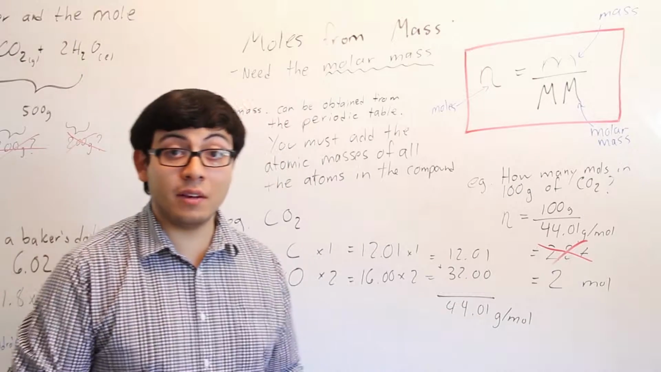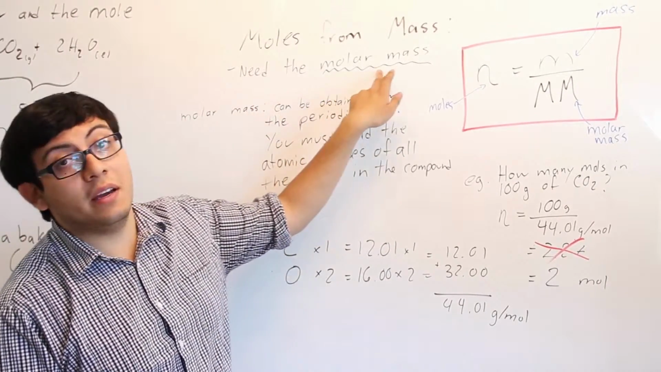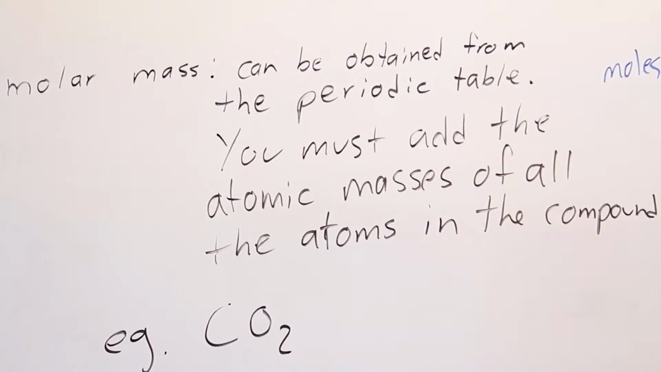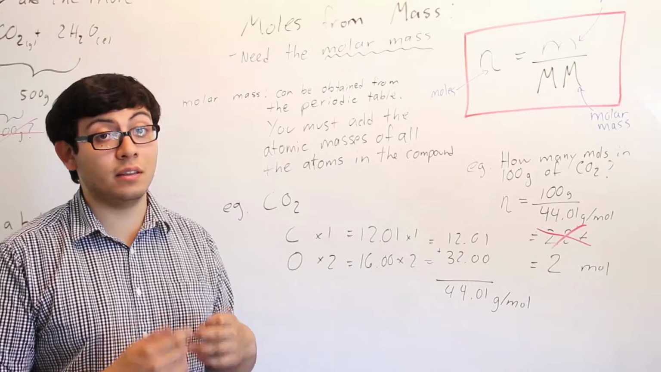So we can also get the number of moles from the mass of the compound. The only thing we need is the molar mass. The molar mass can be easily obtained from the periodic table. All you have to do is add the atomic masses of all the atoms in the compound.